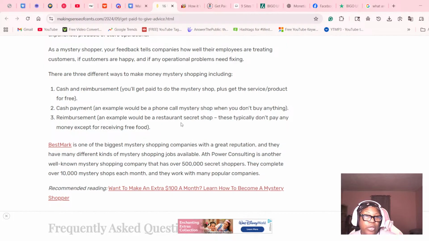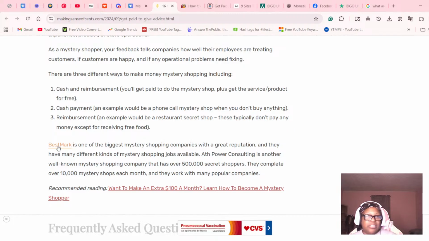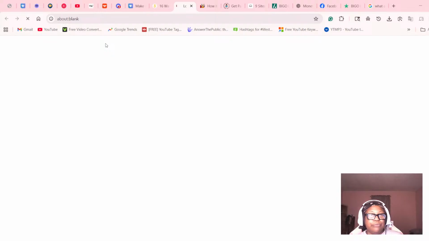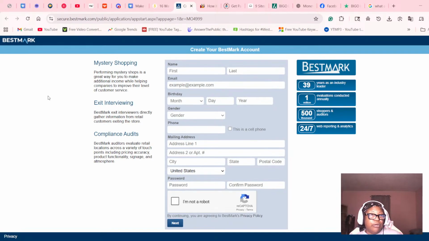And if you want more information on that, you can go to Best Mark. And I think it's makingsenseofcents.com/bestmark. It's one of the biggest mystery shopping companies with a great reputation, and they have many different kinds of mystery shopping jobs available. So if you want to do that, here it is right here. Bestmark. Okay? Bestmark. This is the website that you're going to look for.